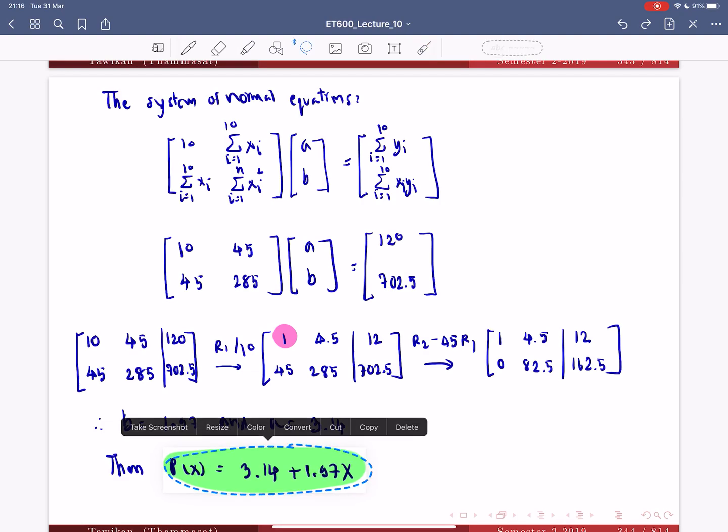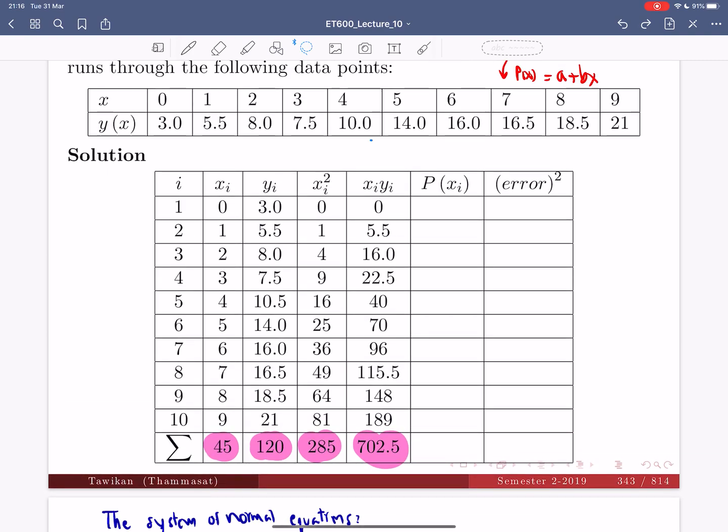Let me copy that P. I'm going to copy that and go back to the previous page, put it above it, because we'll be using this to evaluate P at each xi. So if x is 0, then your P will be 3.14. You put that down, 3.14. And you do the rest. Plug x in that equation as 1. You can find P at 1. P at 1 is going to be 5.11. P at 2 is going to be 7.08.